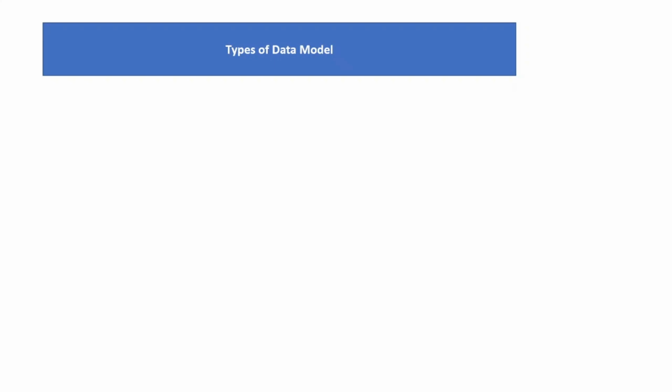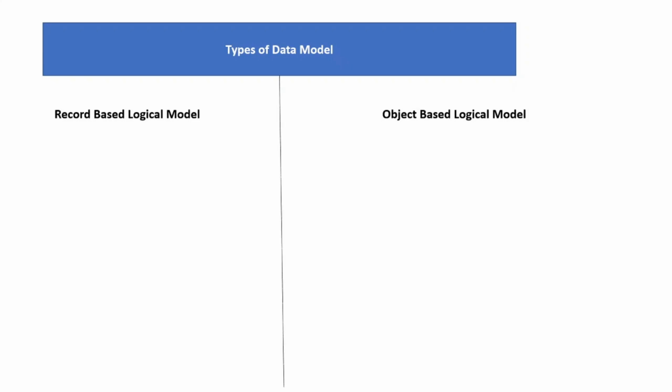Now, what are the types of data model? The types of data model can be classified into 2 categories. The first one is record-based logical model, and the second one is object-based logical model. In record-based logical model, the first one is the hierarchical data model. Now what is a hierarchical data model?